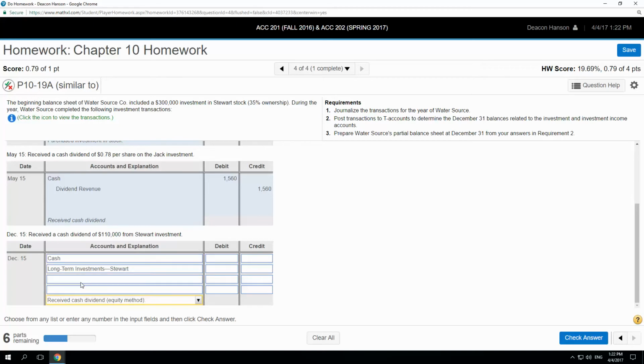Remember, the key point is the equity method comes into play when you own more than 20%, but less than 51%. If you own 51%, then you're going to have to do a consolidation. That means you're just putting two companies together. So let's see, 110,000.